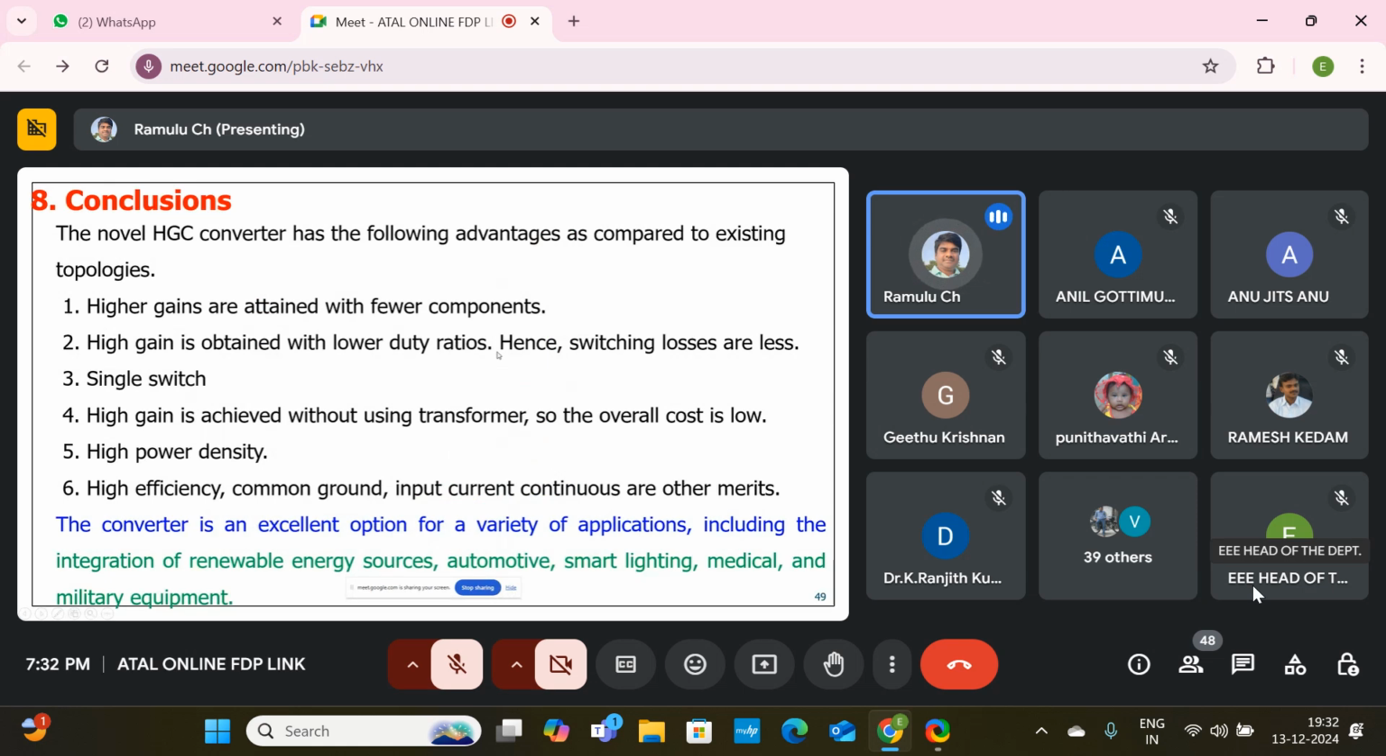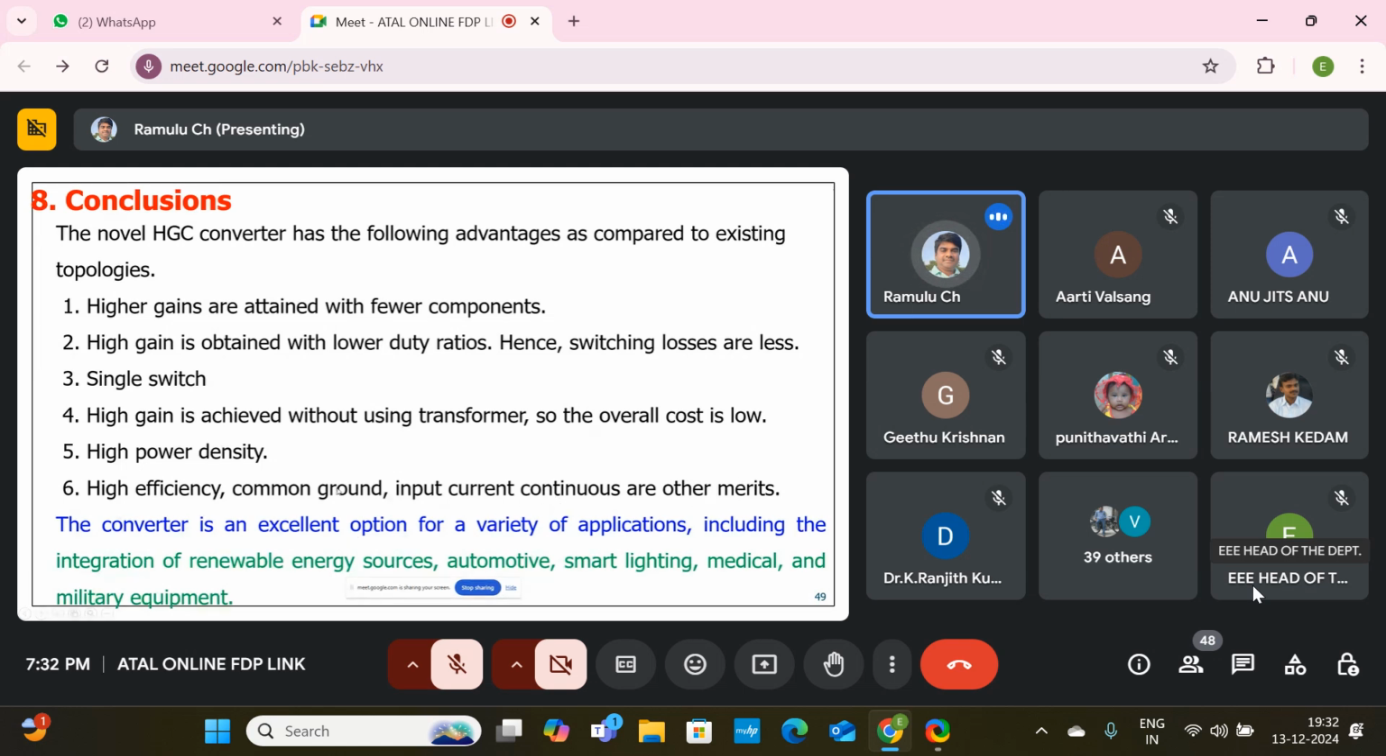So, the conclusions. With respect to this converter, the novel converter has the following advantages compared to existing ones. High gain is attained with fewer switches. High gain is obtained with lower duty ratios. Switching losses are less. I used only one switch, whereas other existing authors used two or three, not more than that. Gain is achieved without a transformer.